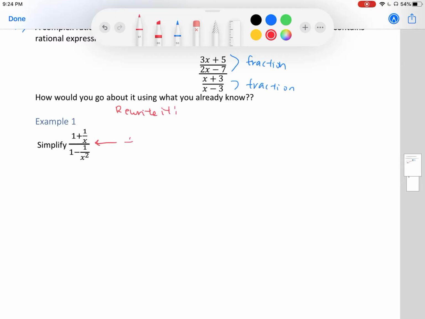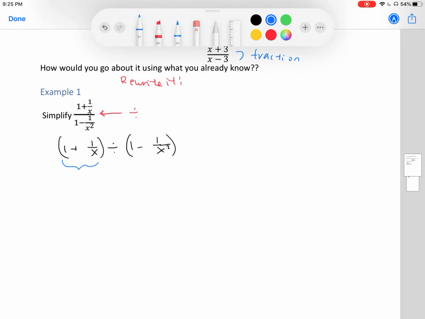So we know this is a division, so let's rewrite it to be 1 plus 1 over x divided by 1 minus 1 over x squared. Okay, then from there, treat it like an order of operations problem. So I want to clean this up. I need to multiply by x over x so that I can get a common denominator. So I have x over x plus 1 over x. That gives me x plus 1 over x.